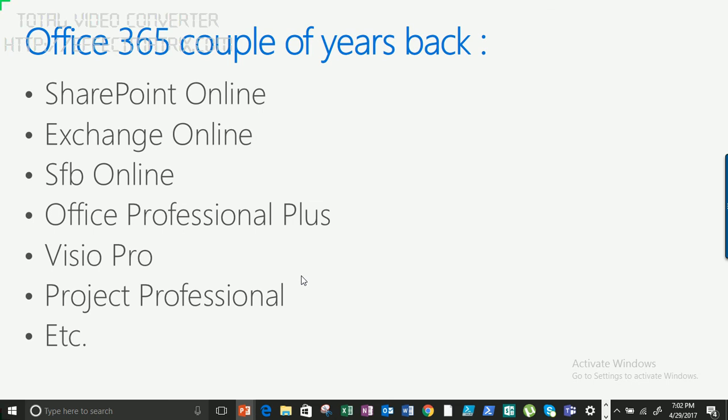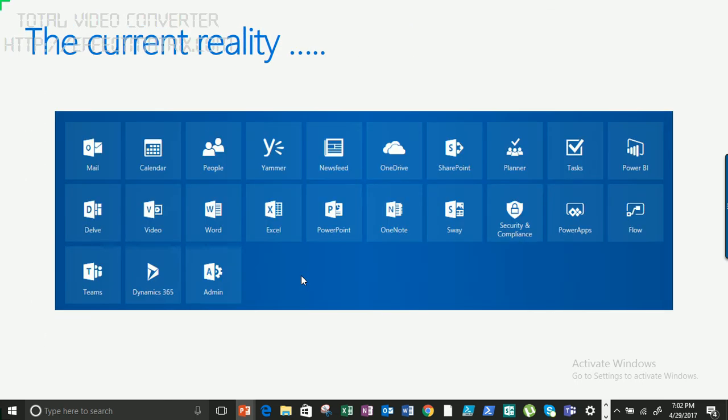All right, so you just used to have SharePoint Online, Exchange Online, Skype for Business Online, and Project Pro, Visio, all these things, right? A couple of years back, this was the only service which you used to get when you purchased Office 365. But the current reality is this. Okay, so you get to see a large amount of things happening, right? As I said, every month there is a major rollout coming out from Microsoft, and there are many new features, many new enhancements coming out.